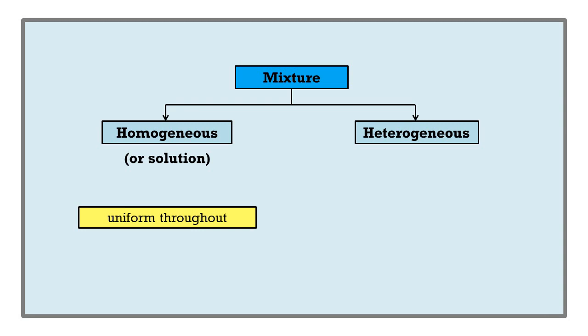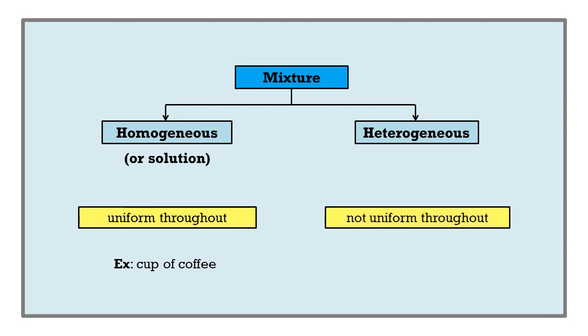Ang ibig sabihin ng uniform throughout is that hindi kayang i-distinguish o i-identify ng ating mata ang bawat component o substance na nasa mixture. For example, in a cup of coffee, hindi na kayang i-identify ng ating mata kung alin ang coffee powder o kung alin ang sugar o ang tubig because ang mixture ay uniform throughout. On the other hand, a heterogeneous mixture is a type of mixture that is not uniform throughout. For example, in a mixture of oil and water, kayang i-identify ng ating mata kung alin ang oil at alin ang tubig.